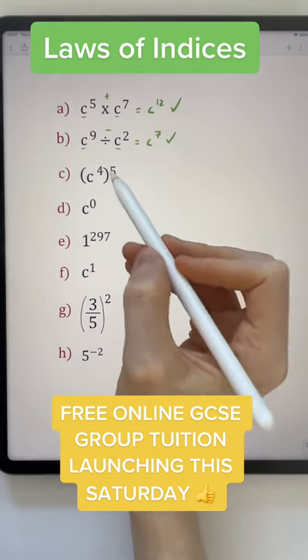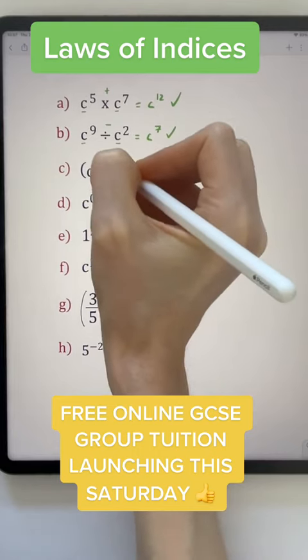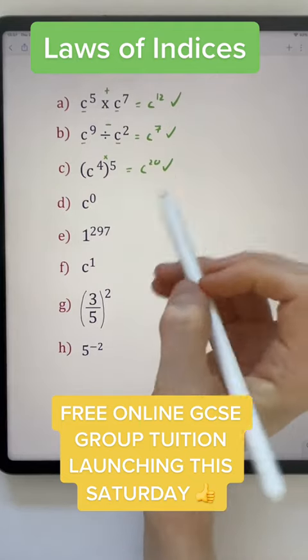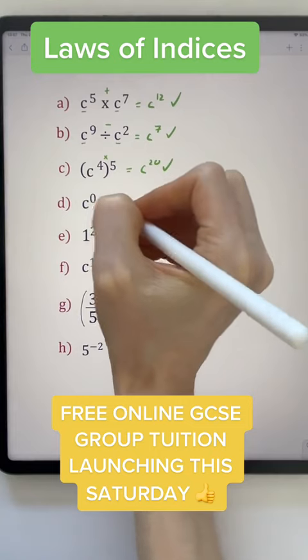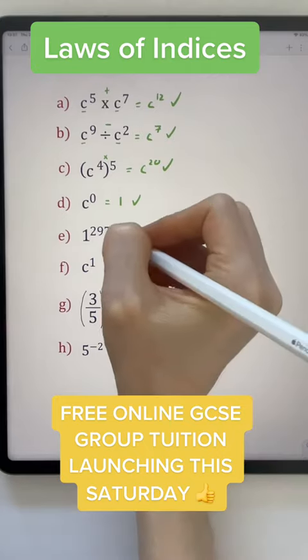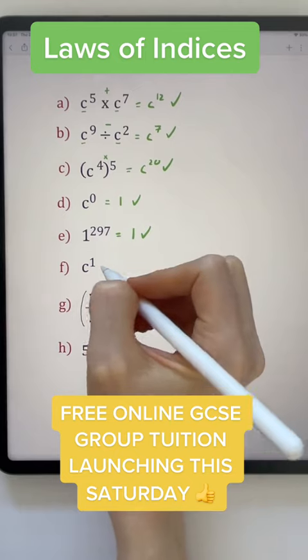When raising one power to another, we keep the base the same and we multiply our powers. 4 times 5 gives us 20. Anything to the power 0 is always equal to 1. 1 raised to any power is still just 1. And anything to the power 1 is just itself.